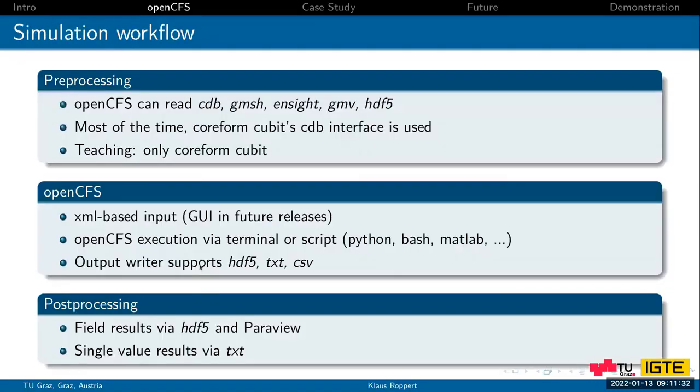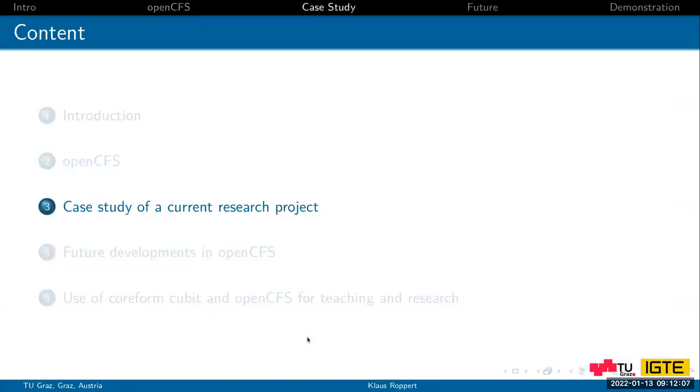openCFS, as Matt already said, is a finite element solver. So we need an input, we need a mesh we can work on. So we can read different mesh formats like CDB, Gmsh, Ensight, GMV, and our native HDF5 format. But most of the time I'm using Coreform Cubit, especially for teaching purposes, that I will show you in the demonstration example. And the results are exported in H5 format, and we can visualize it later on in ParaView, but we'll also see this in the demonstration.